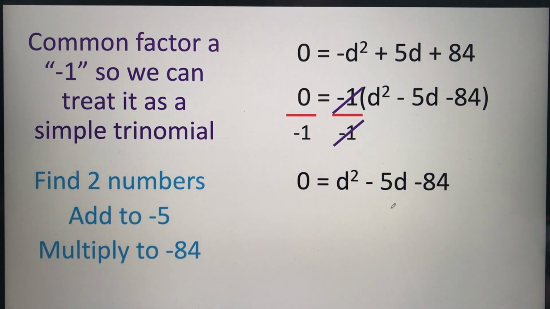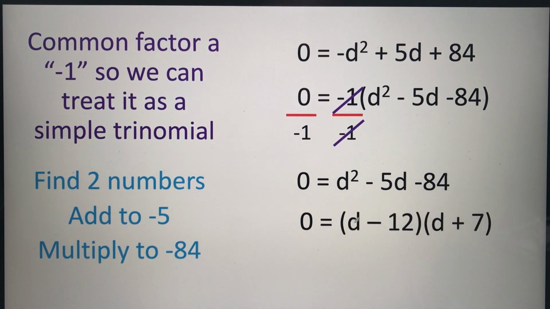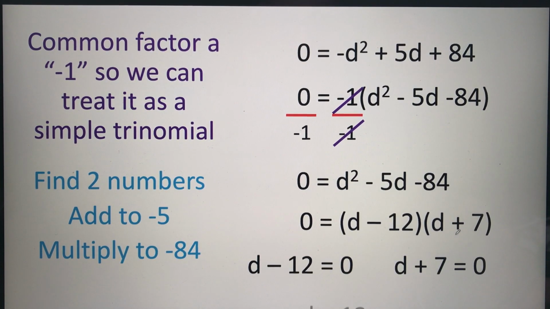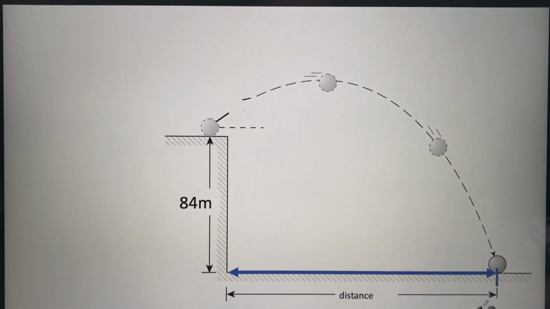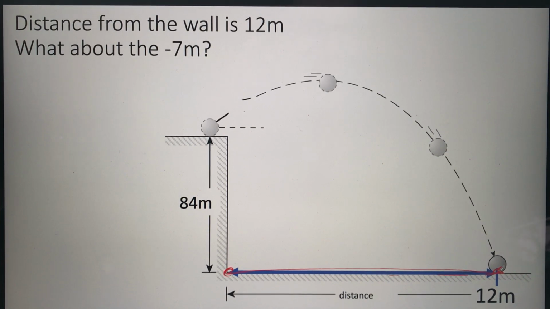Two numbers that add to -5, multiply to -84: -12 and 7. Set each equal to 0. And therefore d equals 12 or d equals -7. So let's go back to the diagram here for a second. And I see, okay, here's my d equals 12 meters. Okay, here's my 0, here's my 12. That's perfect. But what was that -7?